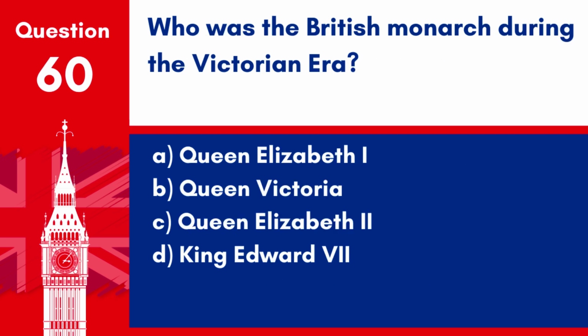Question 60. Who was the British monarch during the Victorian era? A. Queen Elizabeth I. B. Queen Victoria. C. Queen Elizabeth II. D. King Edward VII. Answer. B. Queen Victoria. The Victorian era is named after her and is known for its significant cultural, industrial, political, scientific and military changes in the UK.